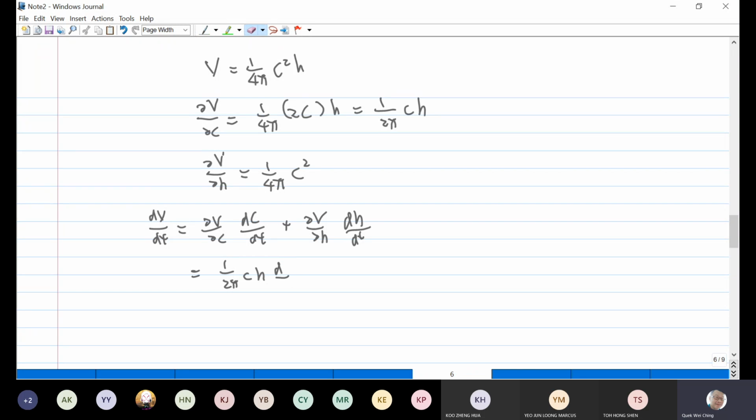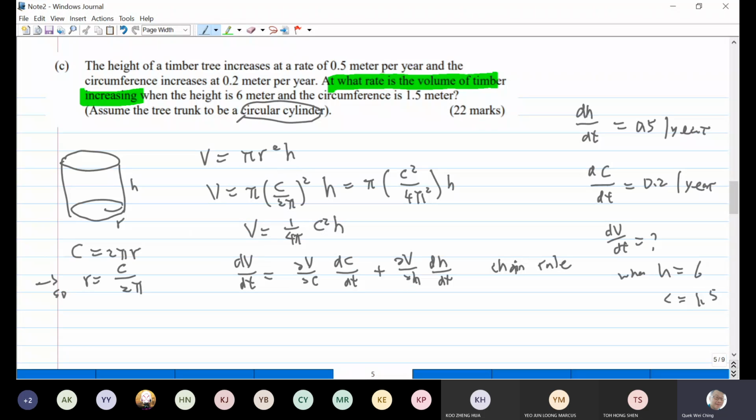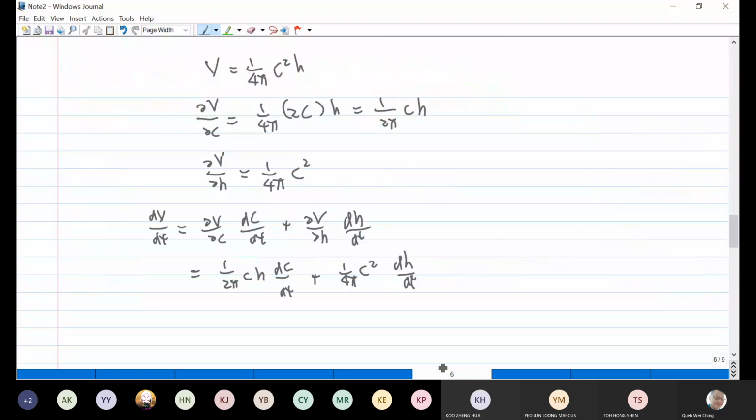dcdt, after copying the formula, copy the information. Okay, dV/dh is 1/4 pi c squared dc/dt. Now copy this information. What is dc/dt? It is 0.2. So 0.2 here.